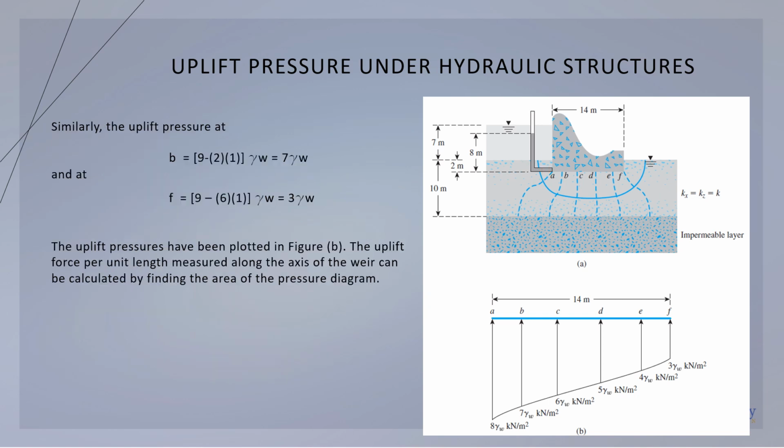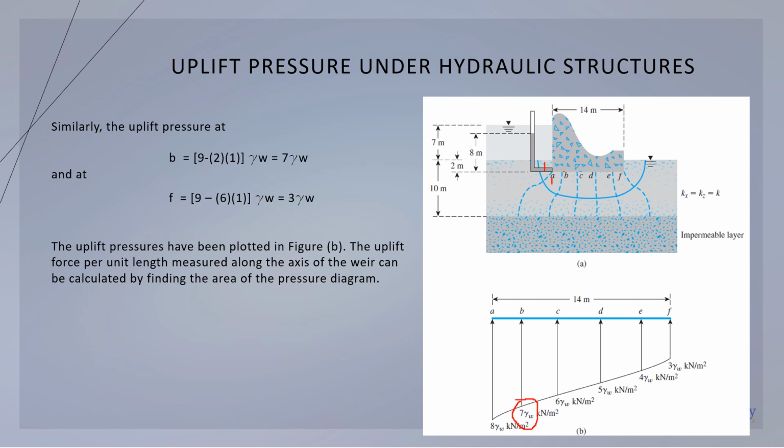So similarly, the uplift pressure at B and F is also represented in this graph. Now at B, for example, we have point B, that is 9 minus the number of squares it passes through. Let us count, 1 and then 2. So 2 head losses because there are 2 squares, and each square has a head loss of 1 meter. So 9 minus two 1s is equal to 7 times gamma water at point B. That is the pressure at point B. That is also equal to this one here.